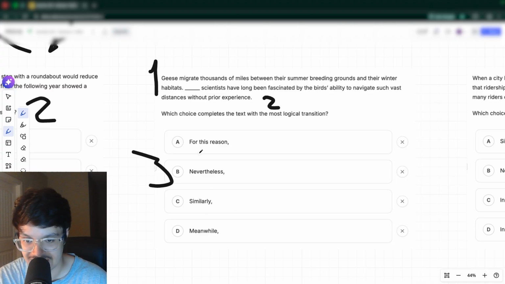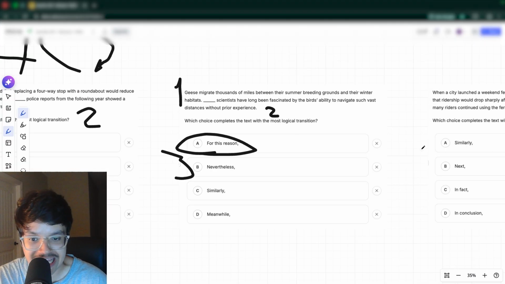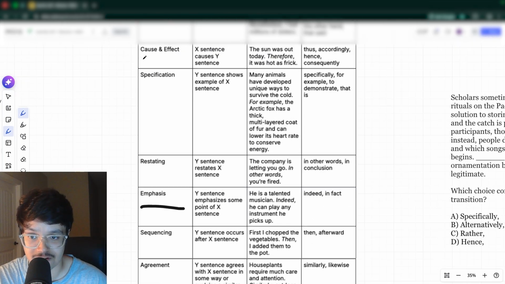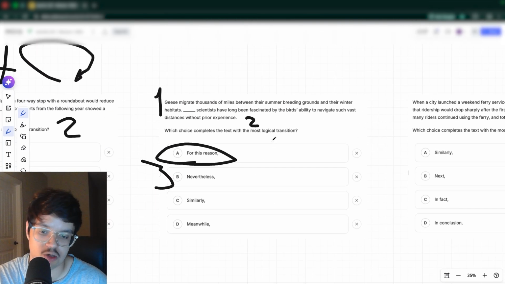So for this reason, that seems like a good choice for here. It's maybe a slightly different category. It's more like cause and effect rather than emphasis, but they are pretty similar categories for sure, so it works.